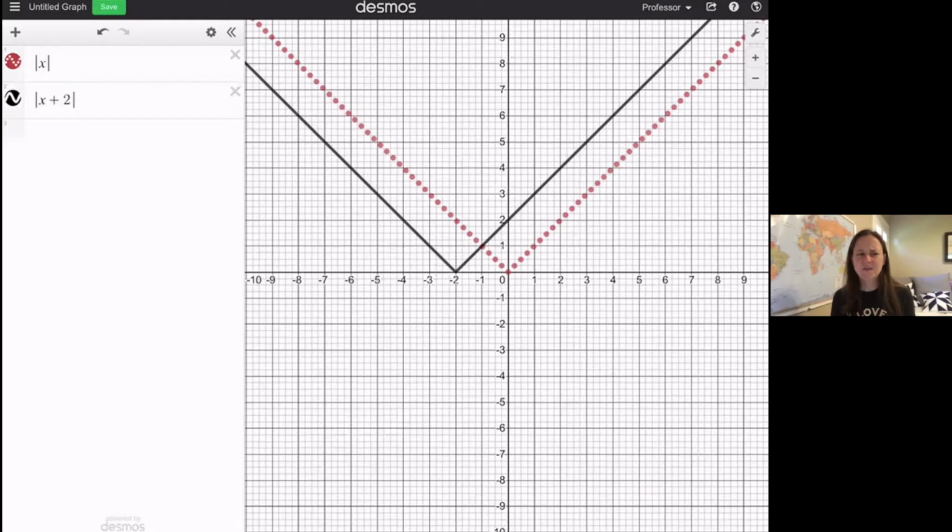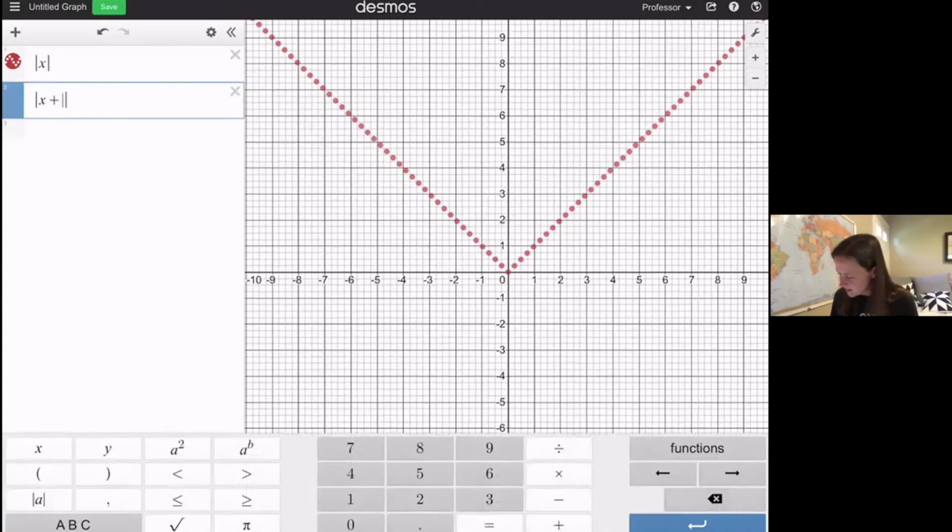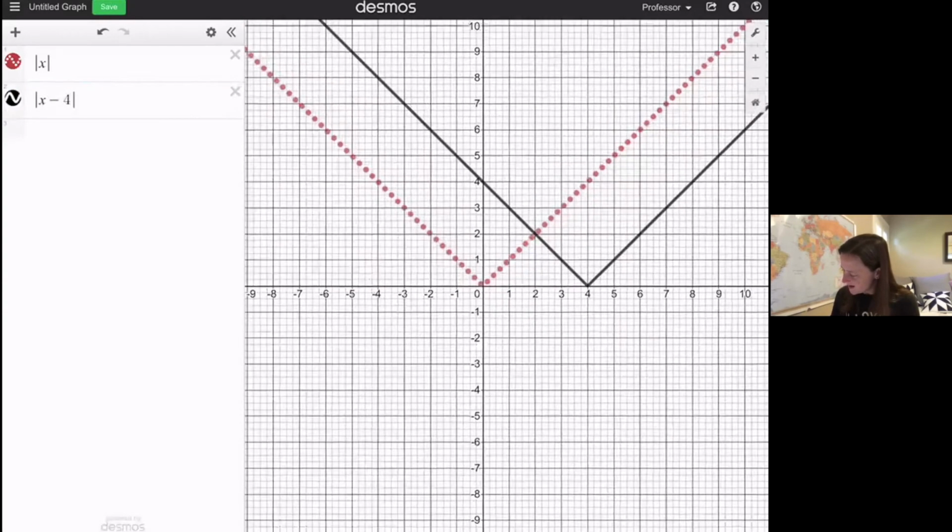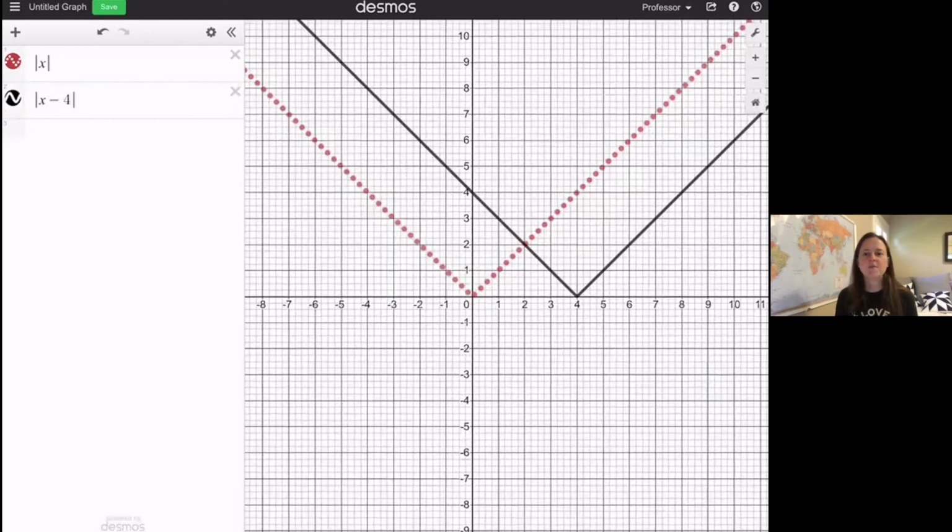So let's see if this holds with subtraction. Let's see if subtraction will move it to the right. Okay, so I'm going to come in here and let's subtract, and let's pick a new number. How about 4? And yeah, when we subtract 4, it moved it 4 to the right. So it seems like this horizontal rule goes backwards of what we would like it to.